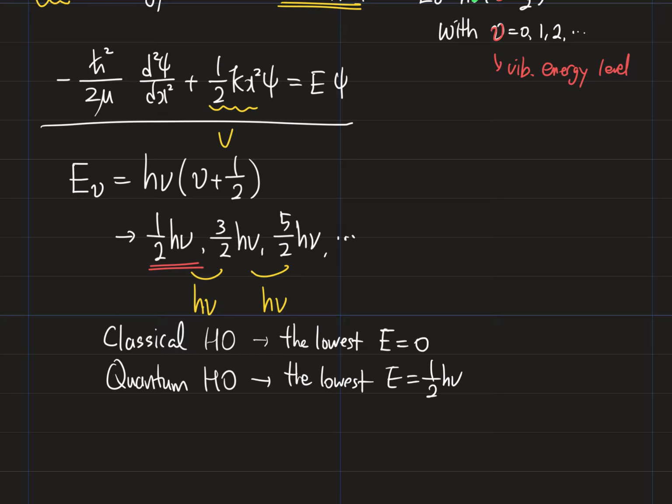So this minimum energy is called the zero point energy. Can anyone make a comment on this? Why can the quantum mechanical harmonic oscillator never have zero energy?